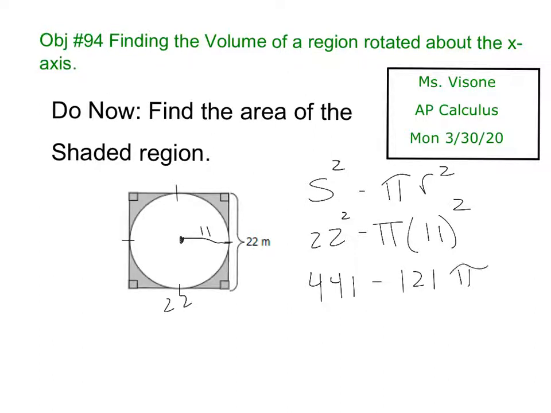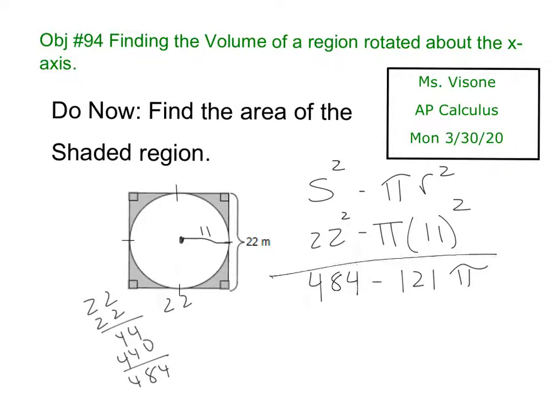And we are done. Wait, is 22 squared 441? I think I did that wrong. Let's see. 22 times 22. That doesn't look right. 484. You know what? I did 21 squared. 484. All right. And that's area.